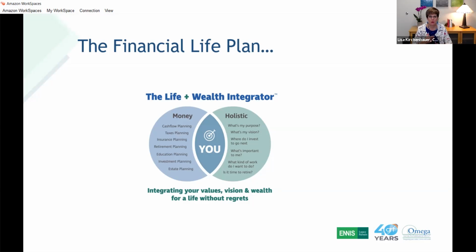What do I need to think about? What am I going to do? You might be young. You may be what other people would call more mature, and you still feel like you've got more to give. So there's a lot to think about. The key is that we're trying to integrate values, a vision for a future life with your money. And at least at our firm, we're trying to help you build a life without regrets.